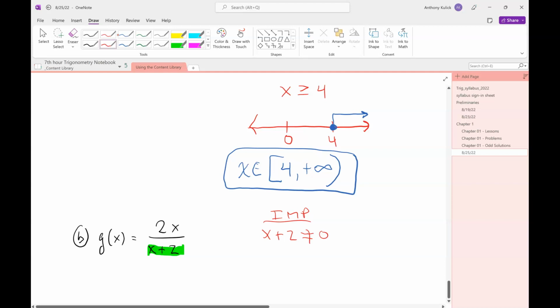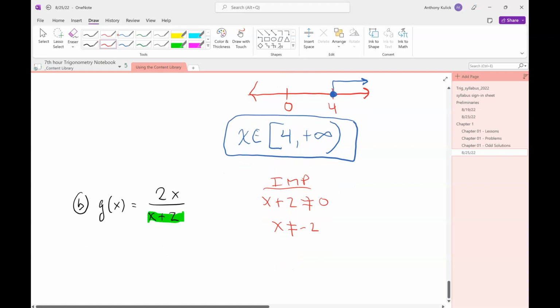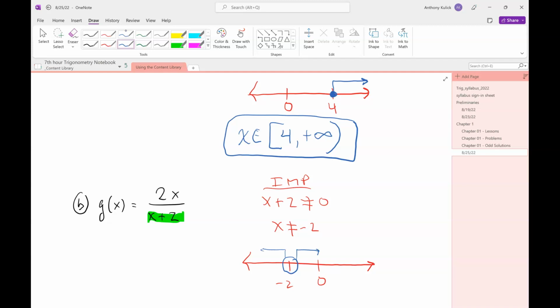To solve for x, I'll just subtract 2 from both sides. And then I'll draw my number line. At -2, I'd get an open circle because -2 is certainly equal to -2. The things that are not -2 are both to the left or to the right of -2. This looks exactly like the last interval notation example, doesn't it?